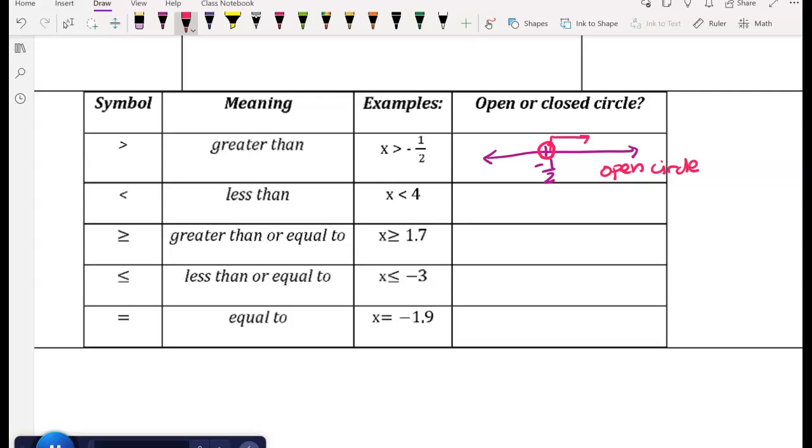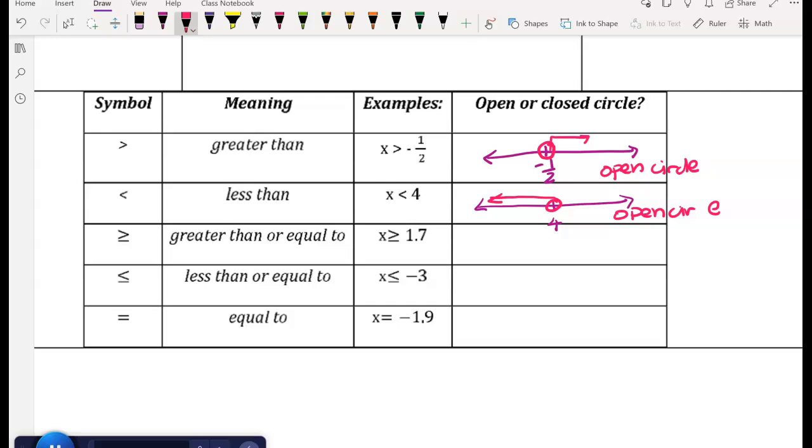The next symbol is called a less than. So just like greater than, for a less than, we're going to go 4, and it's going to be an open circle again. It's x is less than, so it's going to go everything here. And again, this is going to be an open circle.